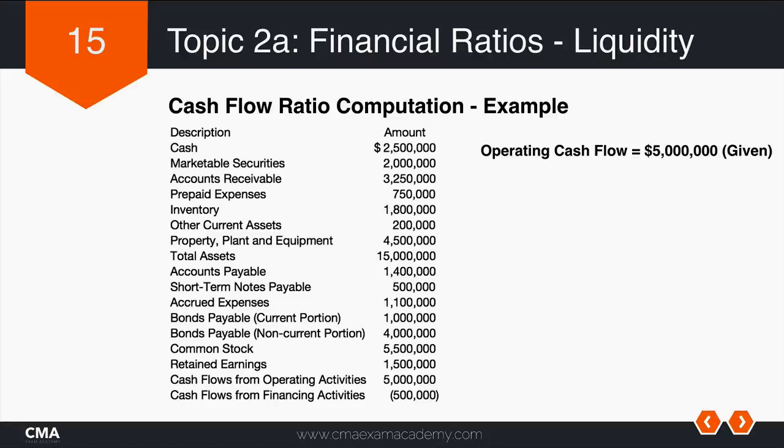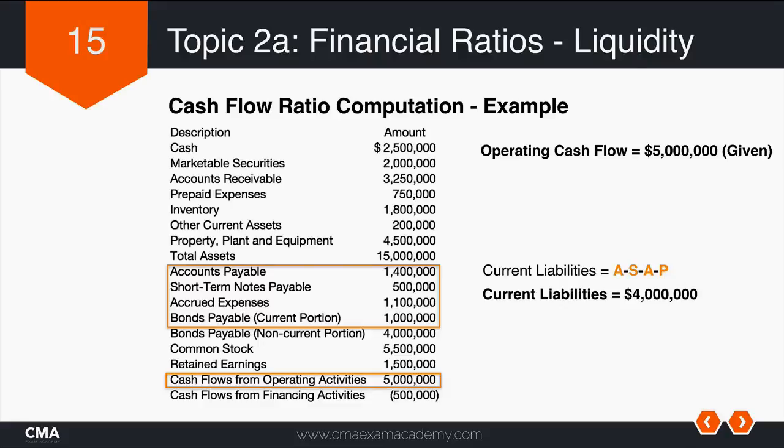So, we have an operating cash flow of $5 million and current liabilities of $4 million. Dividing the operating cash flow of $5 million by current liabilities of $4 million, we arrive at a cash flow ratio of 1.25. Again, the adequacy of cash flow ratio will vary depending on a case-by-case basis or the industry in which the company operates.